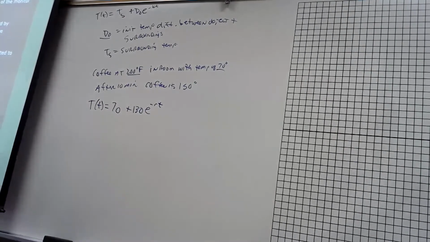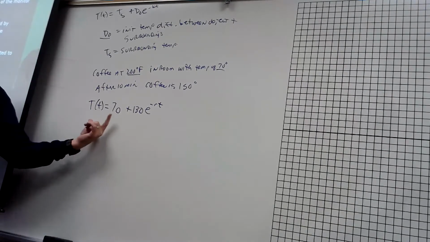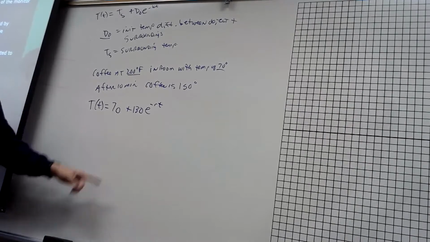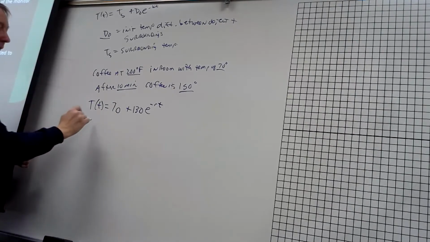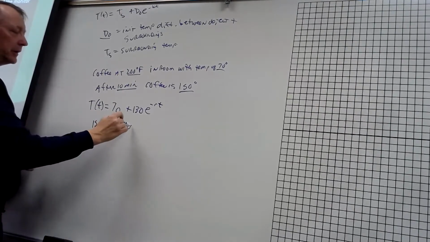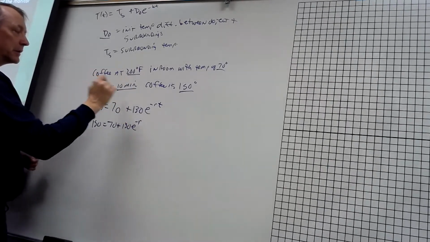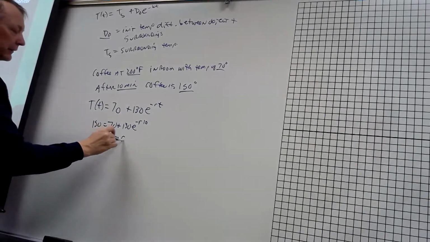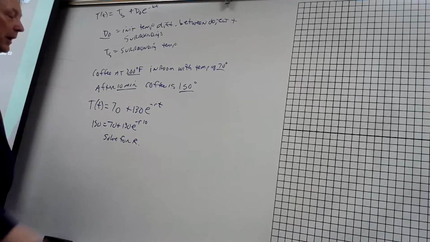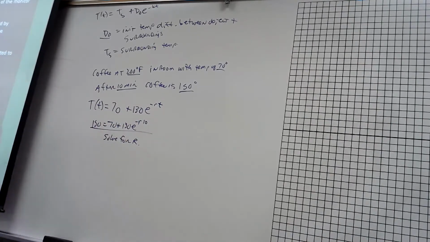Sorry, I'm looking at the wrong one. Oh, we could figure that out because, okay, so this is your basic function, okay? We know after 10 minutes, the coffee is 150 degrees, okay? So 150 equals 70 plus 130 e to the minus r times 10 minutes, okay? So you can solve for r. I don't have time to do that, but at any rate, basically you just solve that equation. You guys are really good at that now, right? Yeah. We'll be by Thursday.